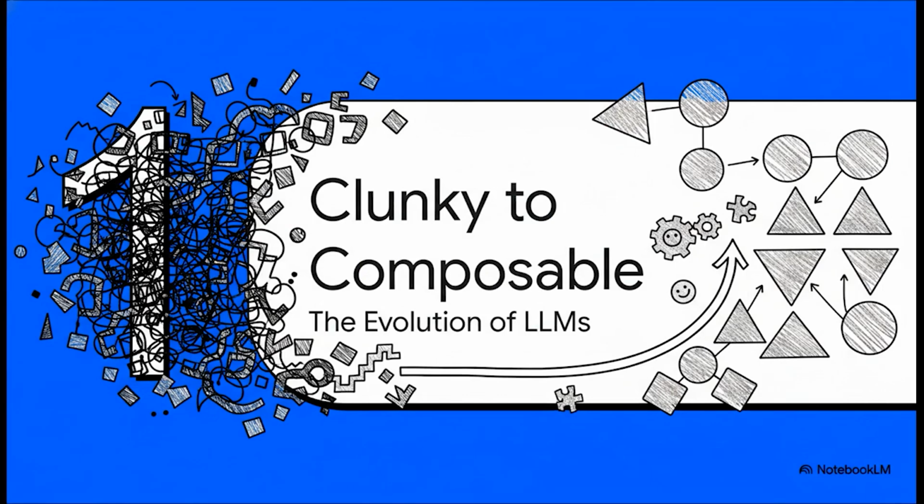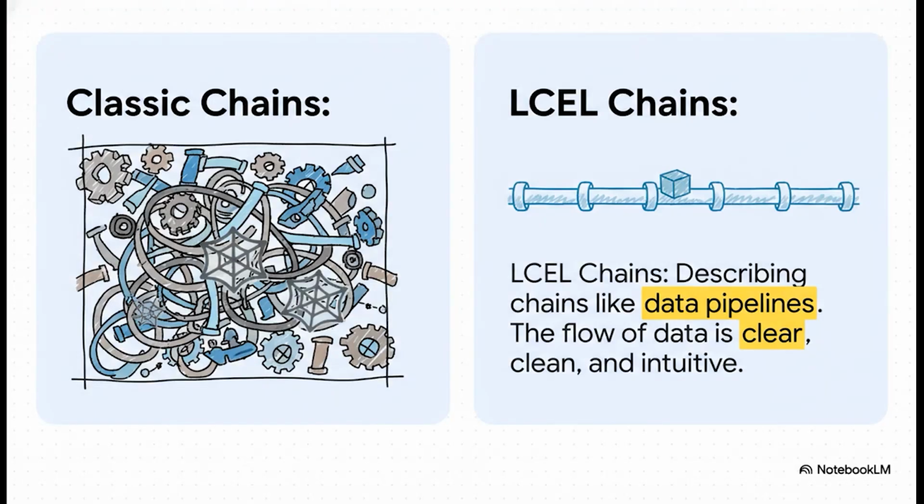So, to really get why LCEL is so awesome, you kind of have to see what things were like before. It's a real before and after story, moving from some pretty tangled code to something beautiful. Okay, so on the left, you've got the old way. Think of it like trying to build a complex engine by nesting a bunch of black boxes together. You'd have these LLM chain objects, and honestly, the code could get super tangled and hard to follow. But now, look at the right. With LCEL, it's more like snapping together Lego blocks. It's a clear, clean data pipeline where you can see exactly what's going where. So much more intuitive, right?